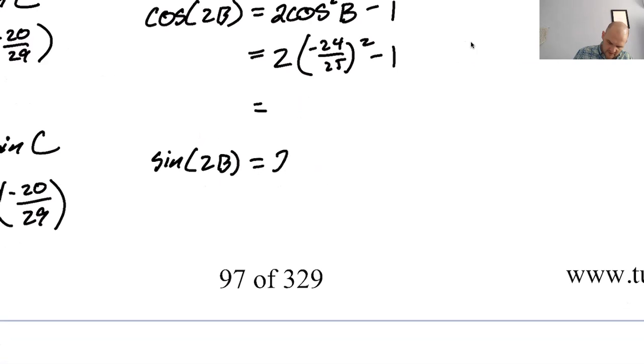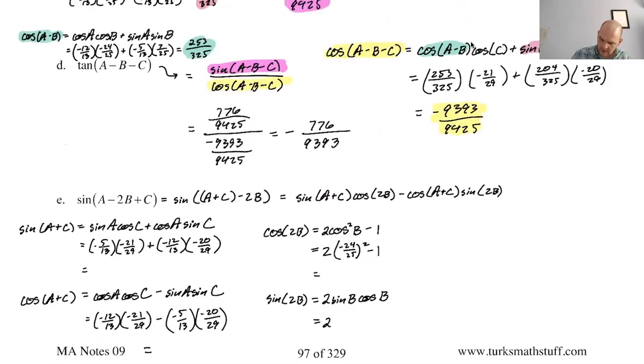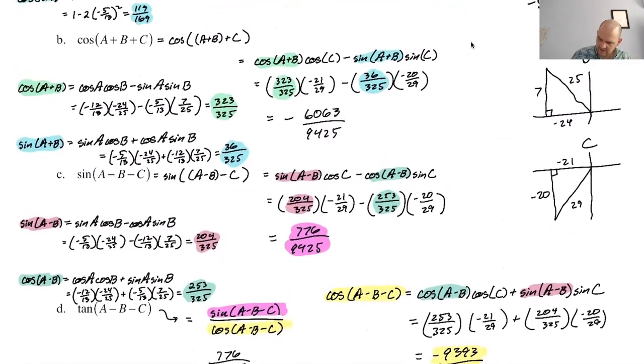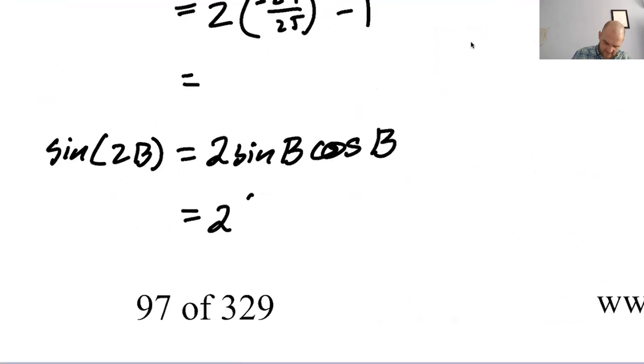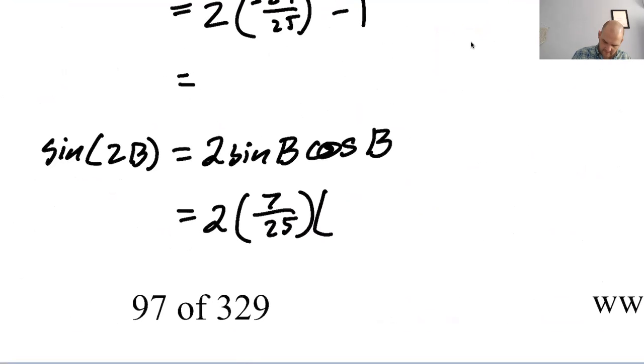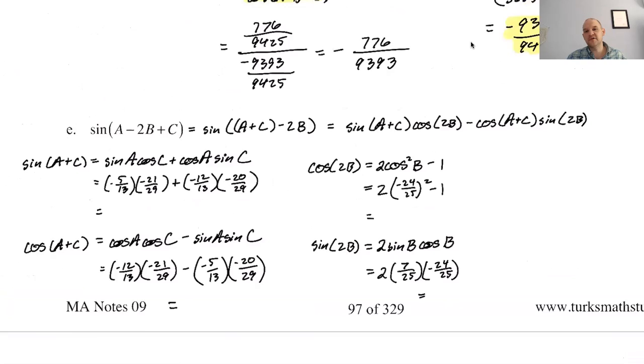is going to be 2 times the sine of b, the cosine of b. All right, the sine of b is 7 over 25, and then negative 24 over 25. I hope this is right. All right, so it all comes down to this. If we get these values right, then we will just sub them in and we will have done the problem.